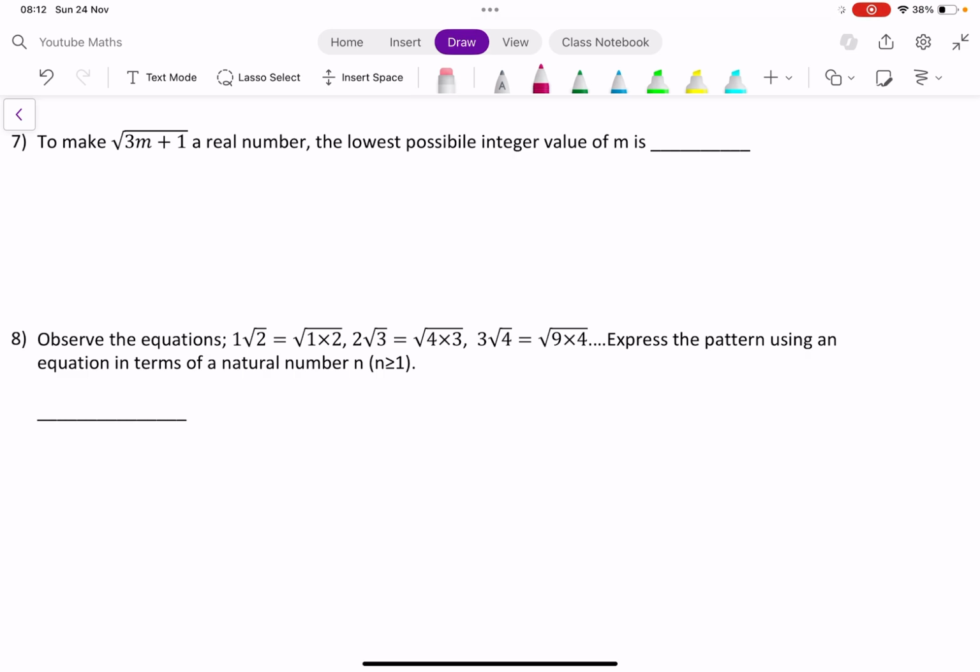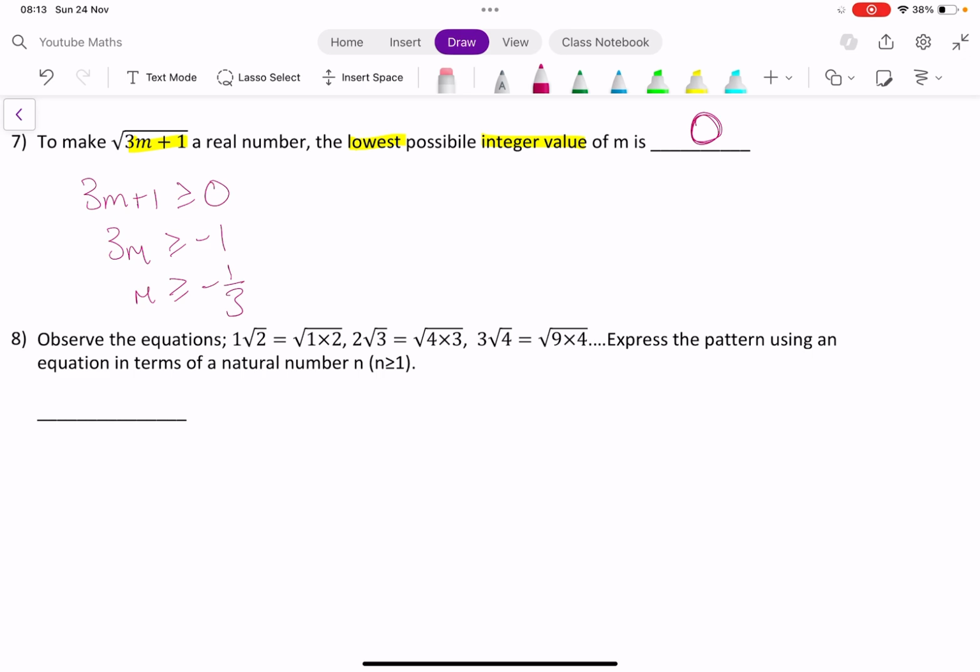Okay, welcome back. Now let's go through 7 and 8. We want to find the lowest possible integer value of this, which means that 3m plus 1 has to be greater than or equal to 0. So let's solve the inequality. So m has to be greater than or equal to minus a third. And the lowest possible integer from that would be 0. 0 is also an integer.